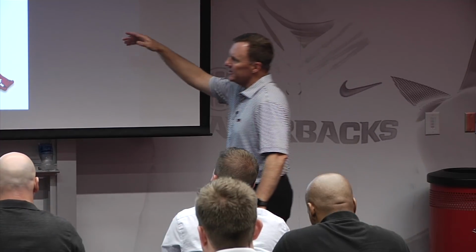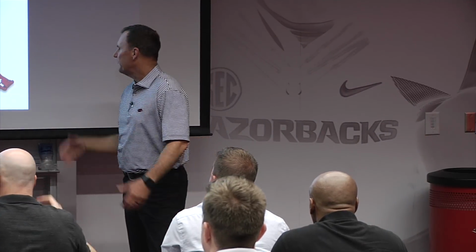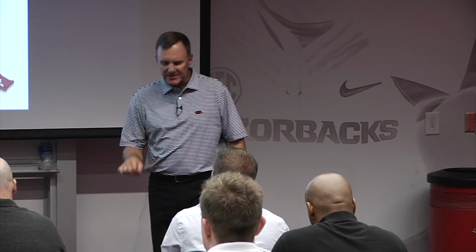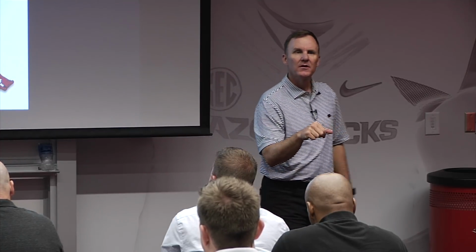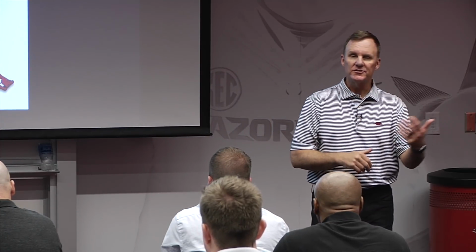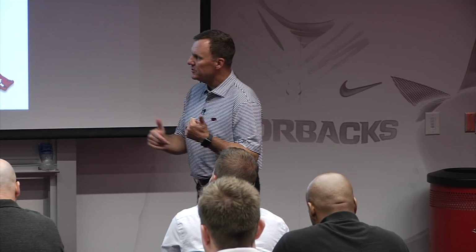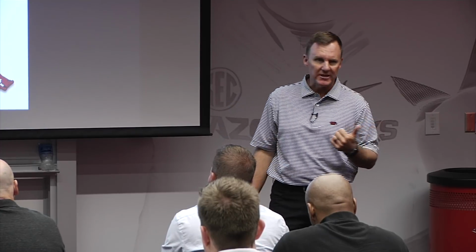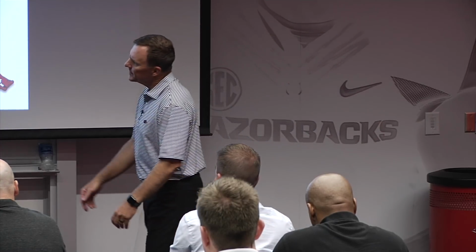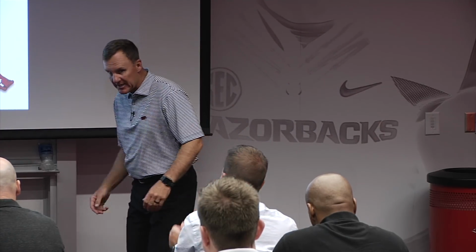So that's really the same way with corners. Depth and alignment's critical. Is he inside? Is he outside? Is he head up? What constitutes man? Where are his eyes? If it's corner pressure, if someone brings a corner blitz, you'll hear us call cat. That's nothing more than a corner blitz off the edge. It's a cat blitz. How does he align? Is he peeking inside?